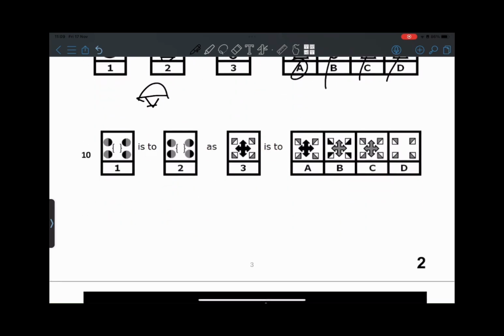So this one, the colours flip. So let's flip the colours on here. It should be grey down here and white up here. What options are we left with? None of these seem to match. Okay, let's look for something else then.